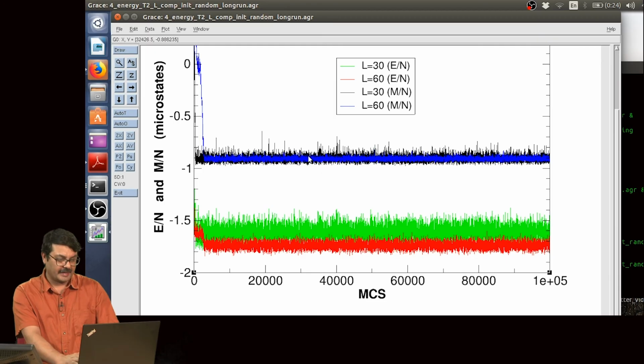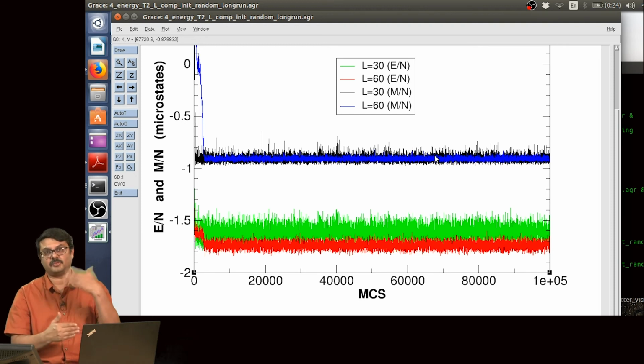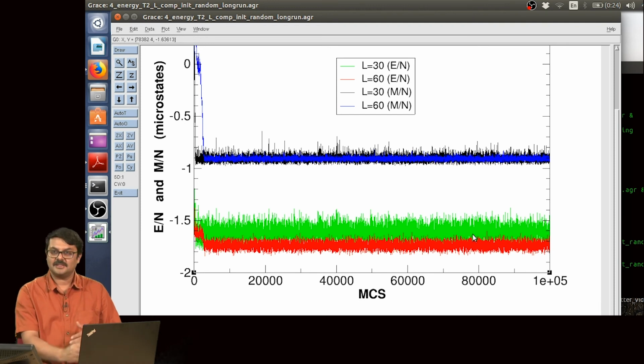So, the point is the magnetization is exactly on top of each other with larger fluctuations for L equal to 30. On the other hand, lo and behold, the energy has a shift. Why is that? Here it shows that an equal fraction of spins seem to be pointing up or down, and here the corresponding energy is different.